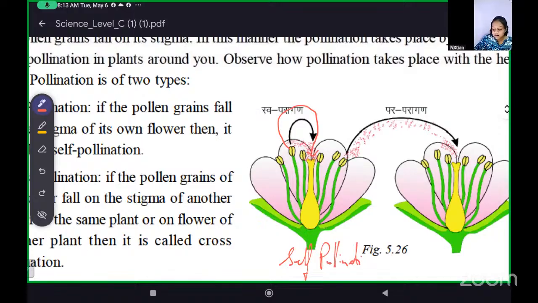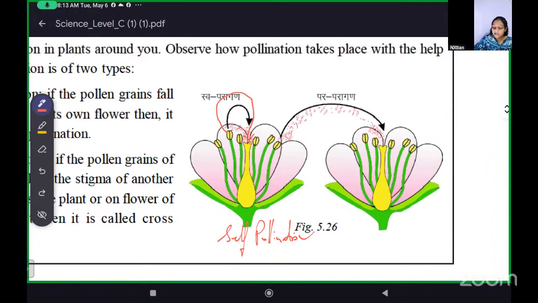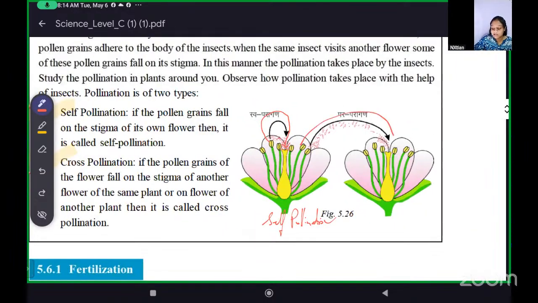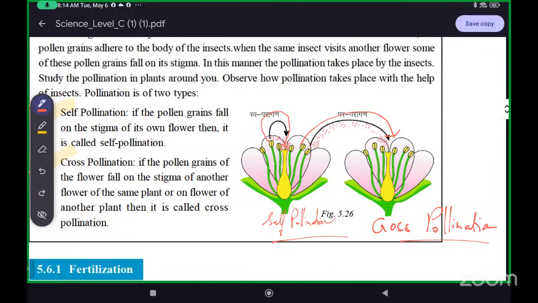Another one is when the pollen grains go from one flower to another. Transfer of pollen grains takes place from the anther of one flower to the stigma of another flower. That is known as cross pollination. Understood the difference between self and cross pollination? Any doubt?